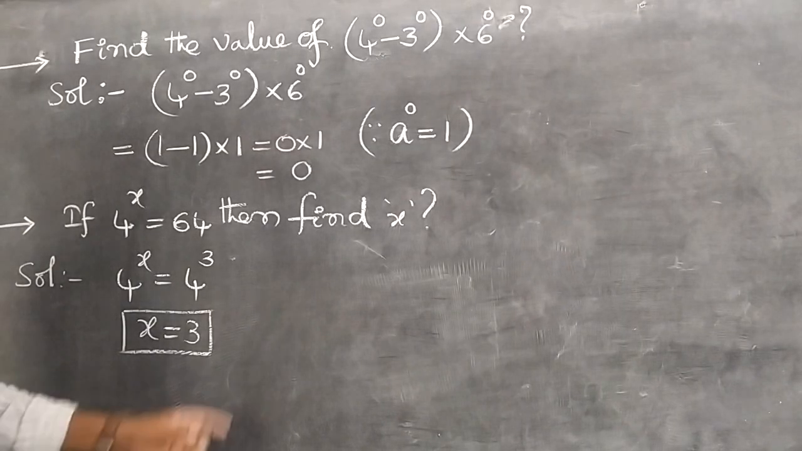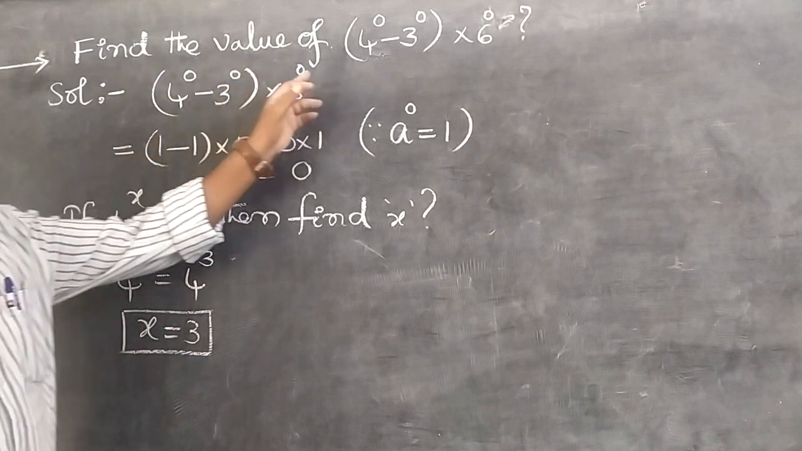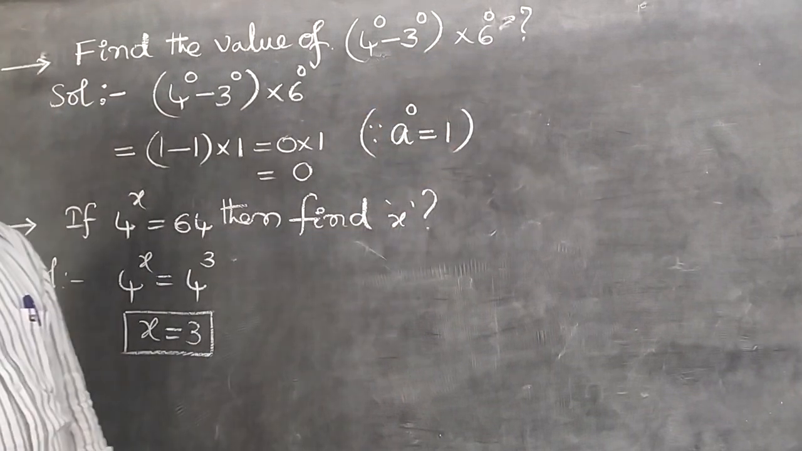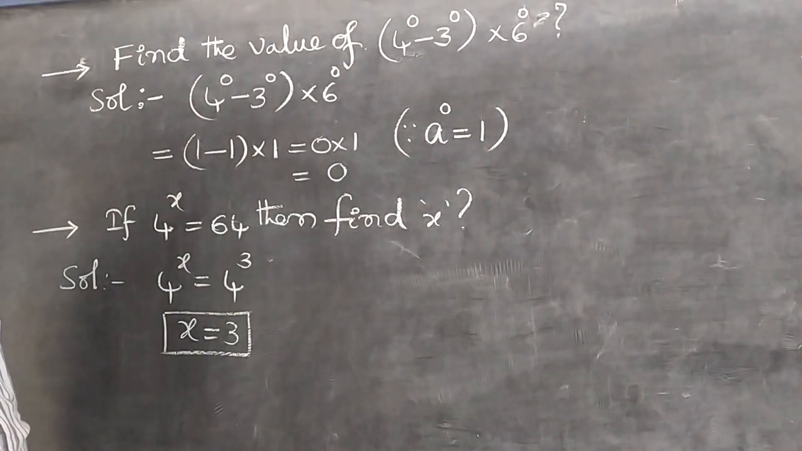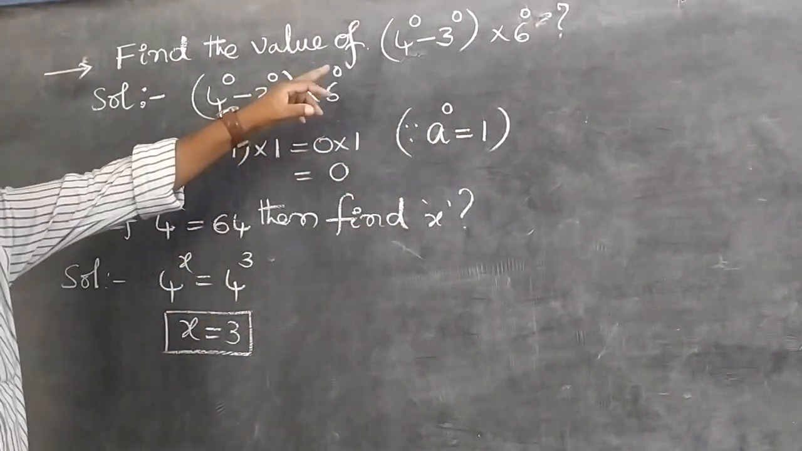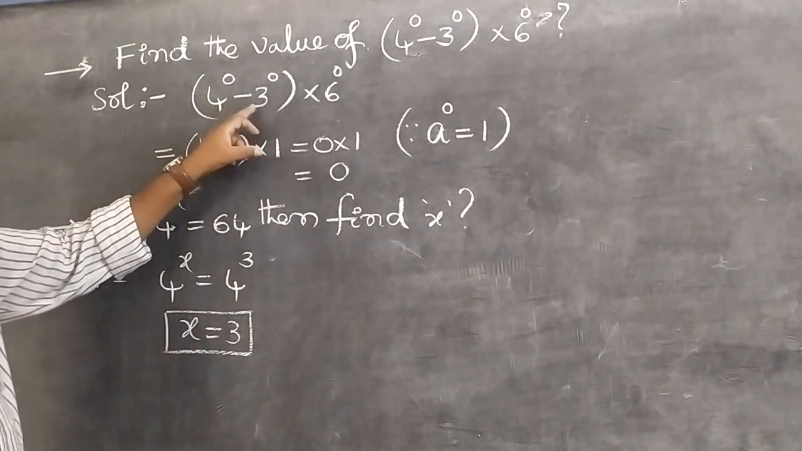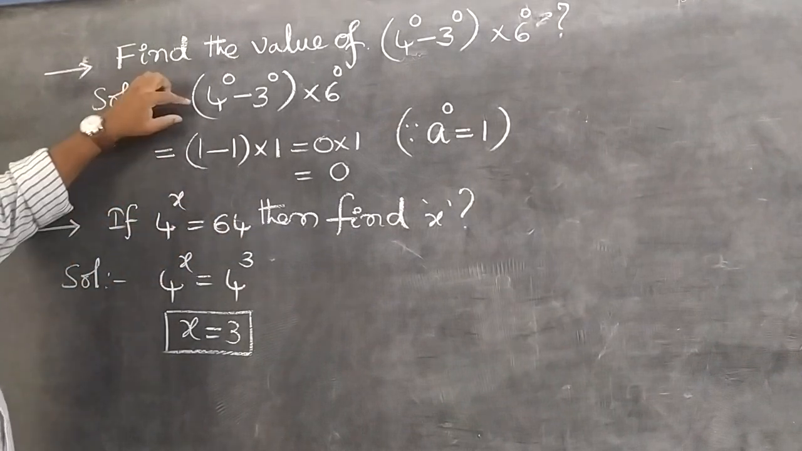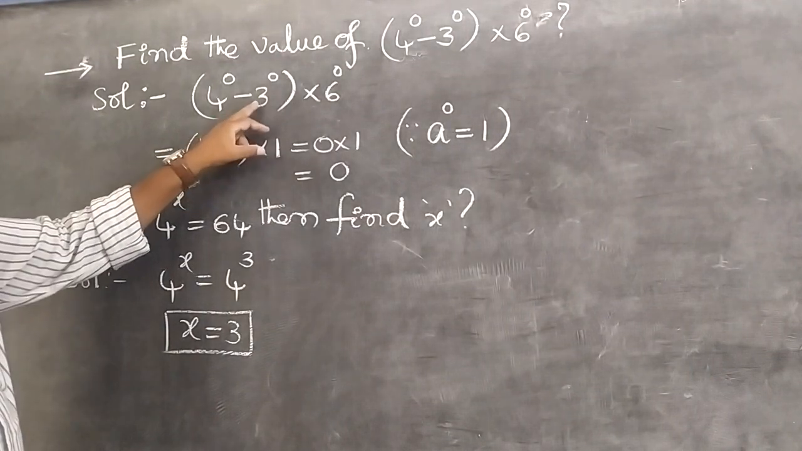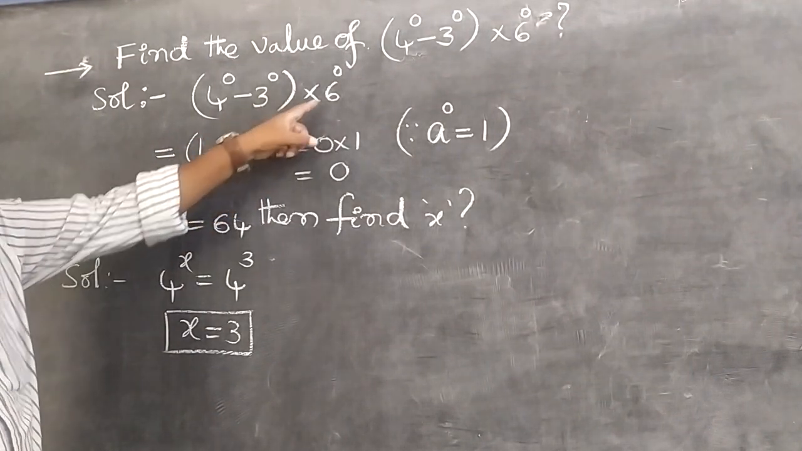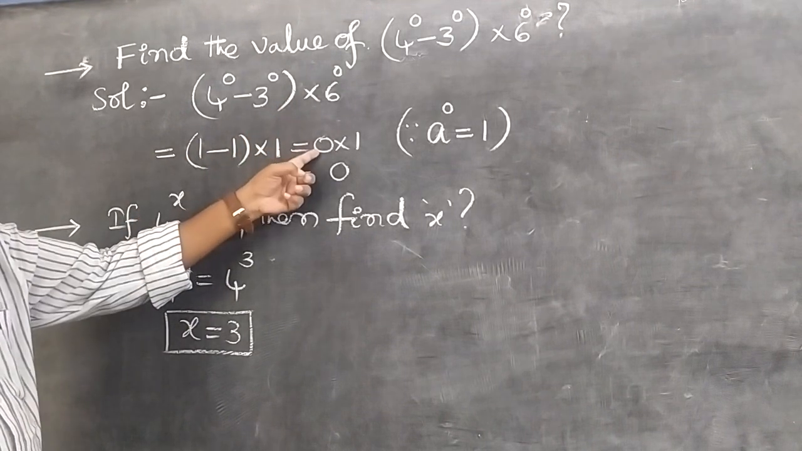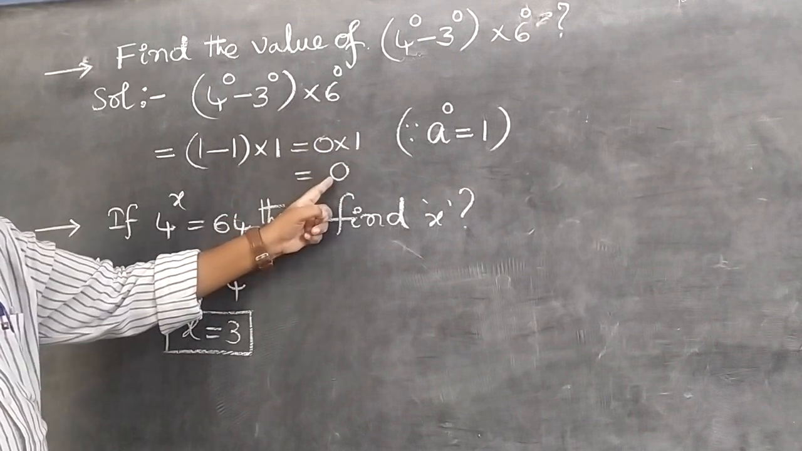Observe, students, a very important problem. Find the value of 4 power 0 minus 3 power 0 into 6 power 0. We know very well from the law of indices that a power 0 equals 1. So 4 power 0 equals 1, 3 power 0 also 1, and 6 power 0 also 1. So 1 minus 1 into 1. 1 minus 1 equals 0. So 0 into 1, and 0 into anything becomes 0.